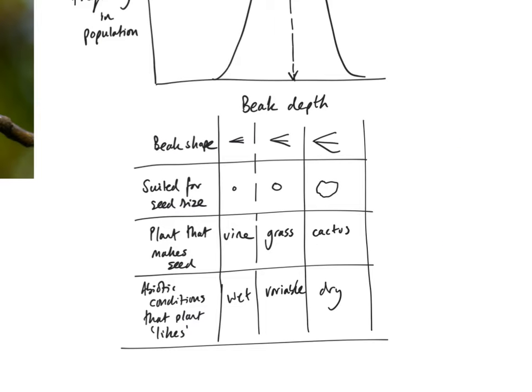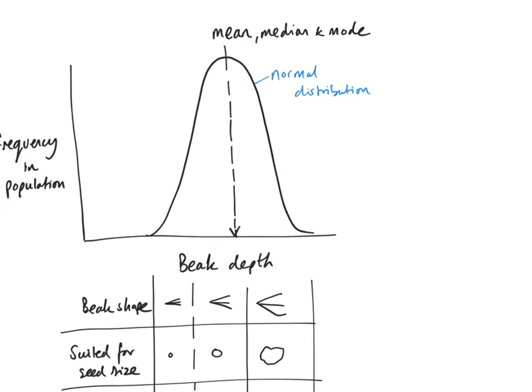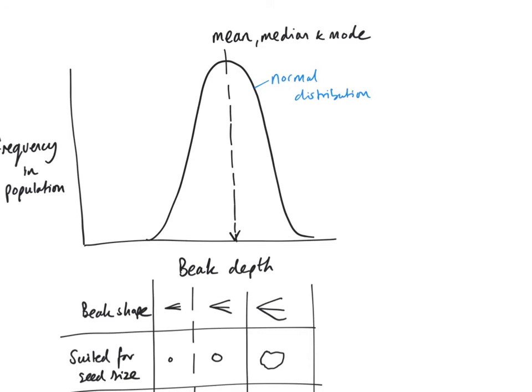So if that happened, so we had years and years of just, like it is in the UK, a bit dry, a bit wet, a bit wet, a bit dry, a bit wet, well, that would mean that these ones that have got small beaks wouldn't have small seeds, so they'd have a disadvantage. These with big beaks, well, there won't be many cacti around, so they'd have a disadvantage. The best beak to have is in the middle.